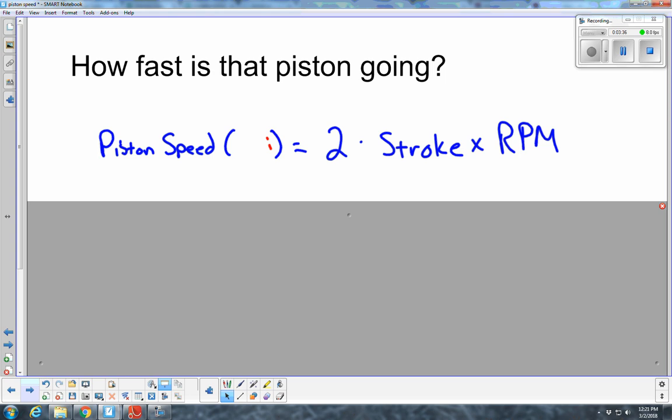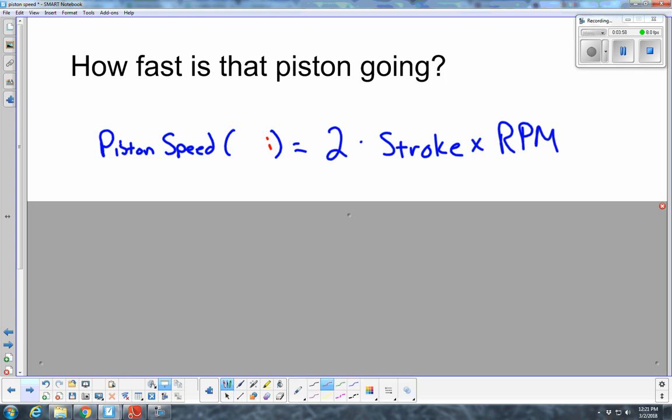And that's how you calculate piston speed. You can put that right under that piston speed formula there, but this is going to be in a unique unit that you're not going to like and that you're not going to recognize. What kind of units do you think this would be measured in if we were considering the stroke and the revolutions per minute?